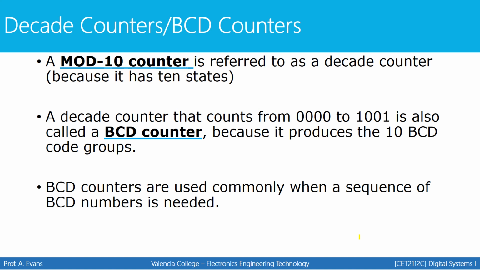Remember, BCD, binary coded decimal, is a series of code groups. Each group is 4 bits. Each group of 4 bits represents the digits 0 through 9. So if a counter goes from 0000 to 1001, it's counting from 0 through 9 using 4 bits per group. That produces your valid BCD code groups. BCD counters are commonly used when a sequence of BCD numbers are needed.